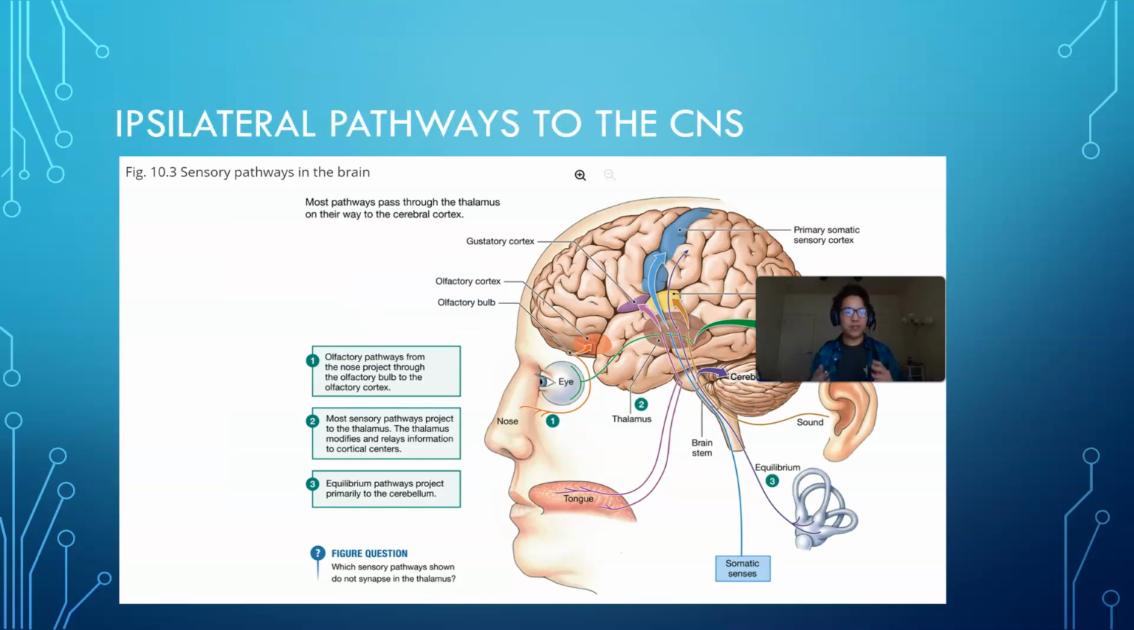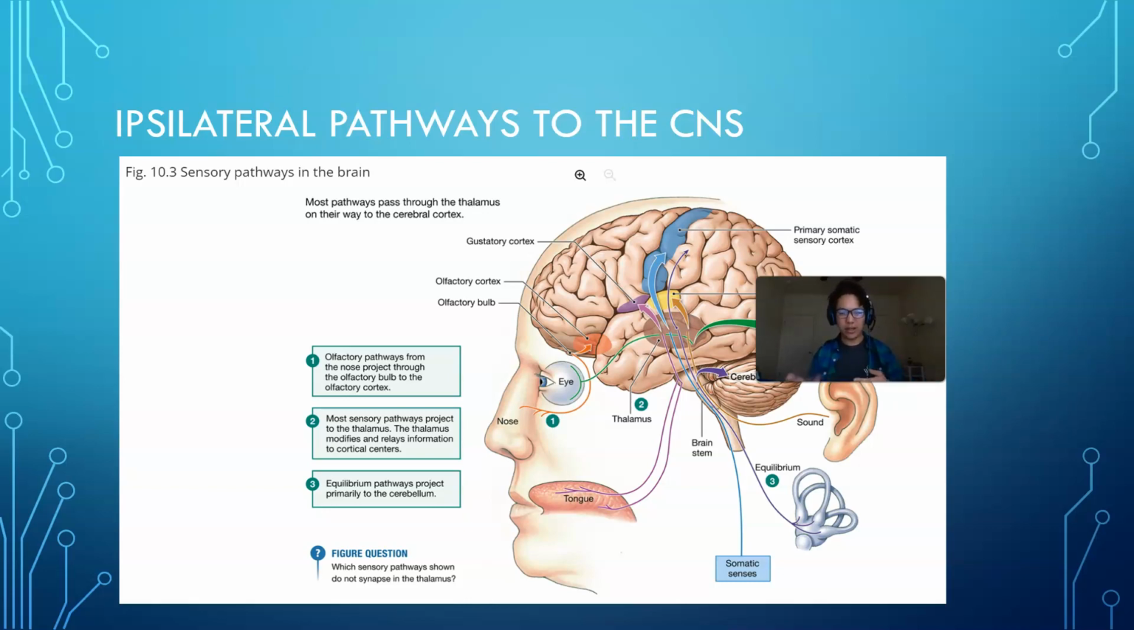So let's talk about the ipsilateral pathways to the brain. Ipsilateral, ipsi means same, so same side, basically, pathways to the CNS, the central nervous system. According to the Oxford Dictionary, ipsilateral means belonging to or occurring on the same side of the body. That is, same side of the body. So there's a general pathway that most sensory information follows from the periphery to the brain.